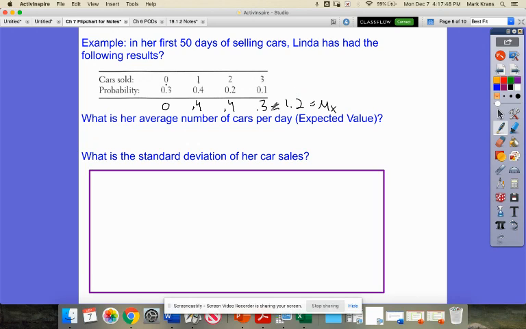All right. Standard deviation is going to be a little bit messier because I need to take 0 minus 1.2 squared times 0.3 plus 1 minus 1.2 squared times 0.4 plus 2 minus 1.2 squared times 0.2 plus 3 minus 1.2 squared times 0.1. Okay, and it's kind of a mess. So I just took a picture.